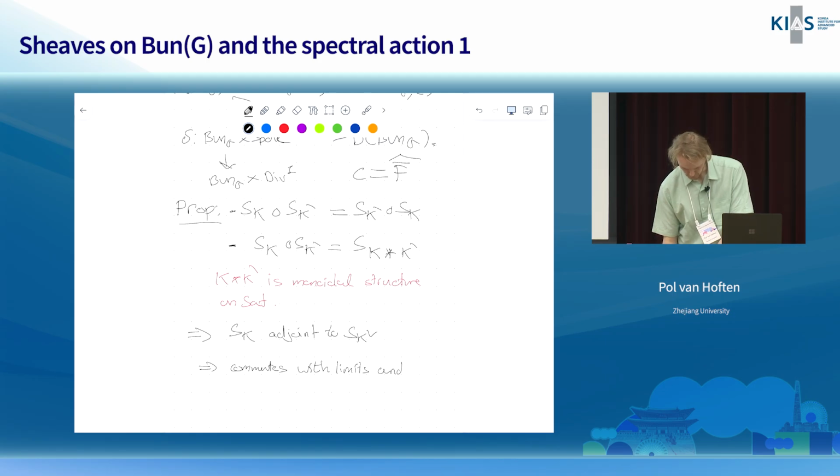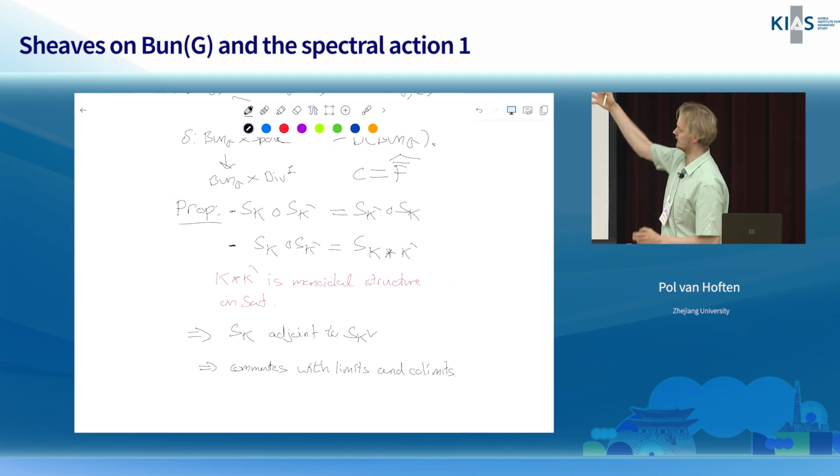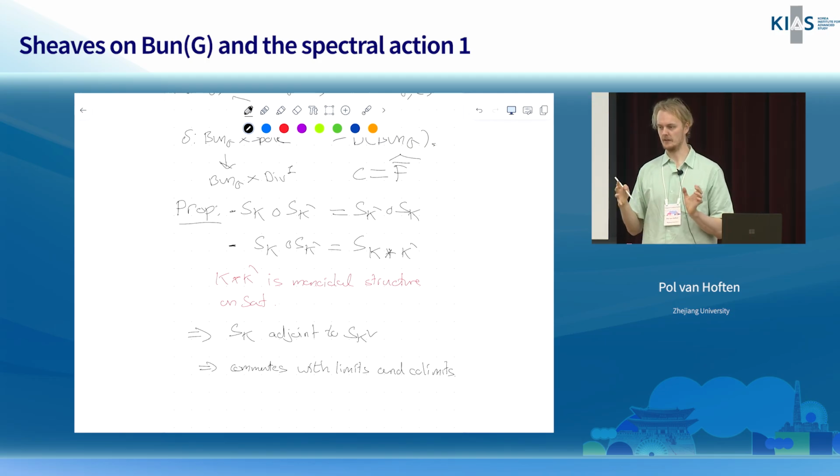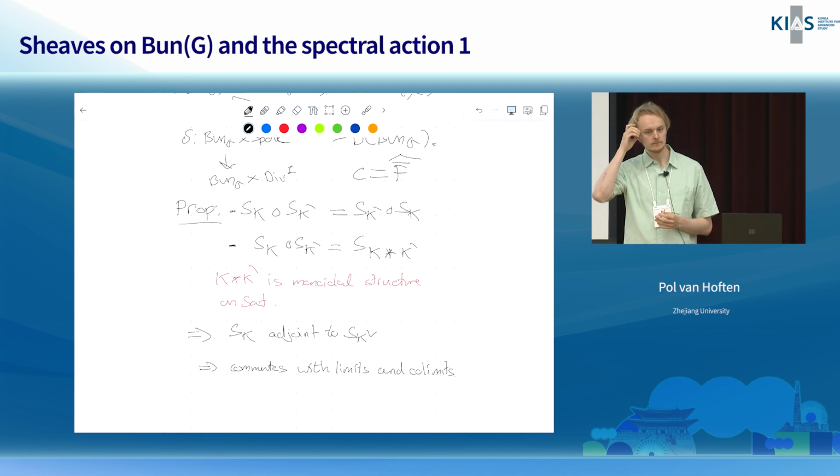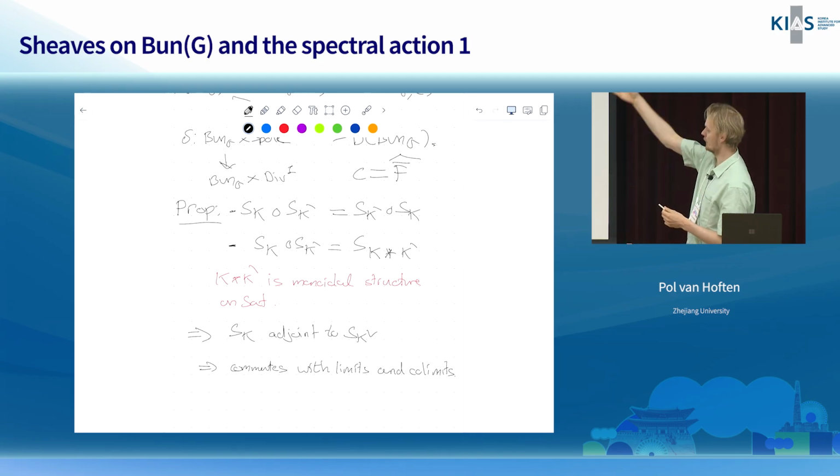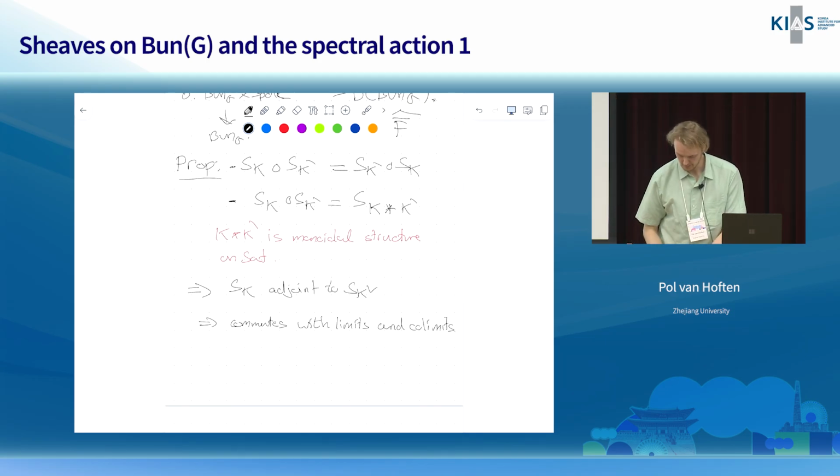With limits and colimits. Yeah, and I want to say this proposition is just, I think in Fargues-Scholze there's maybe less than one line talking about the proof of this. It's just some formal nonsense about convolution. But already you get a lot of structure out of this.